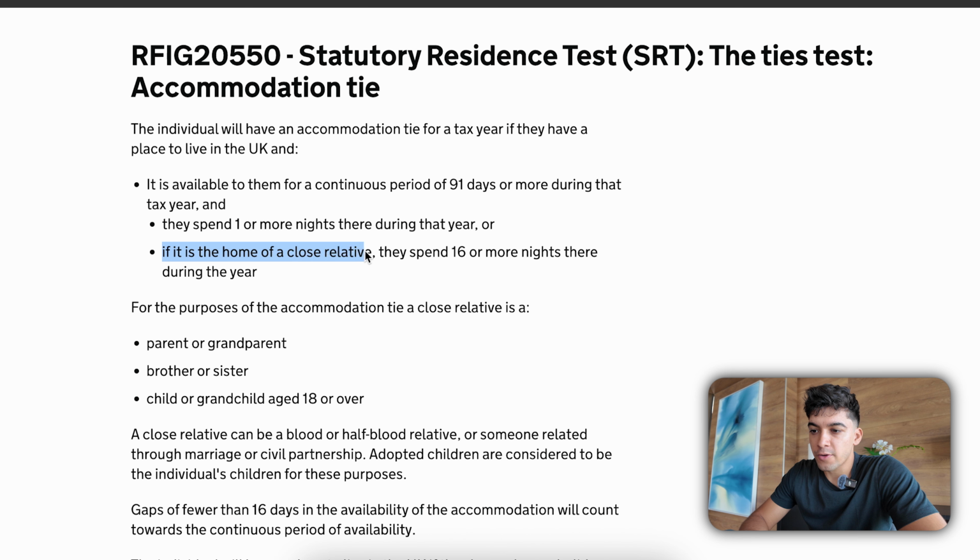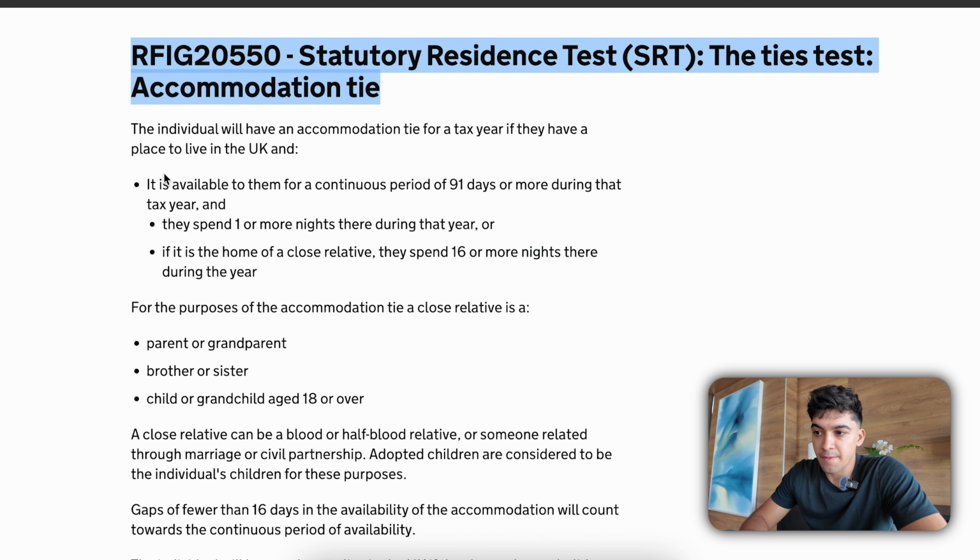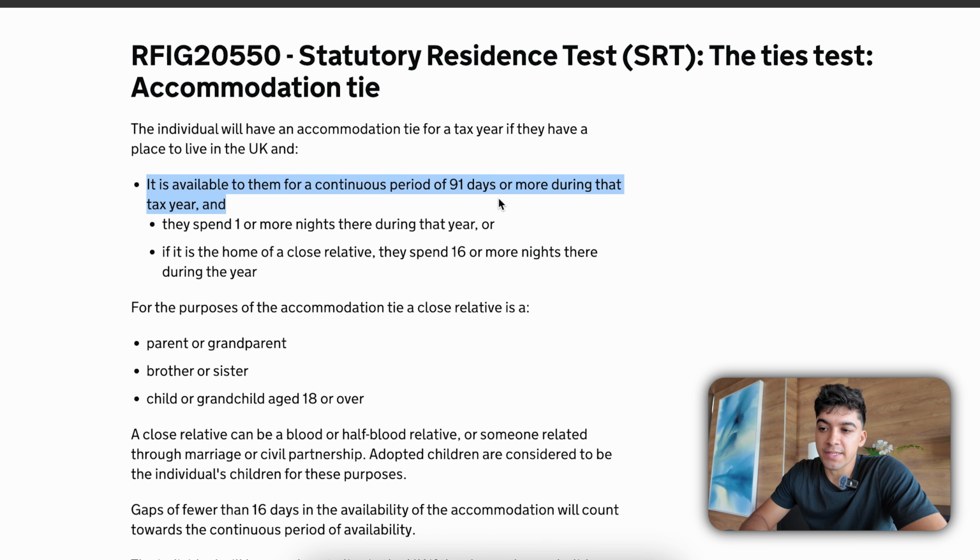So if it's the home of a close relative, and for the purposes of the accommodation tie, a close relative means a parent, grandparent, brother or sister, this is probably the one you need to talk about. If it's the home of a close relative, you spend 16 or more nights there during the year. Now I assume that when you come back, you probably stay at home. And if you spend more than 16 nights at home, then you have this tie. It's available for a continuous period of 91 days.